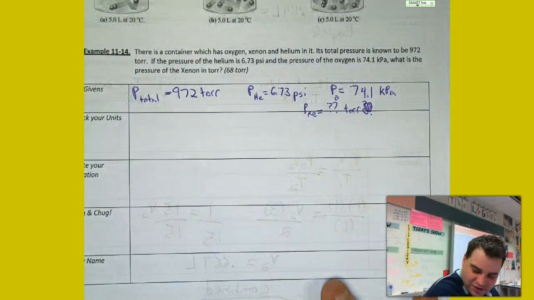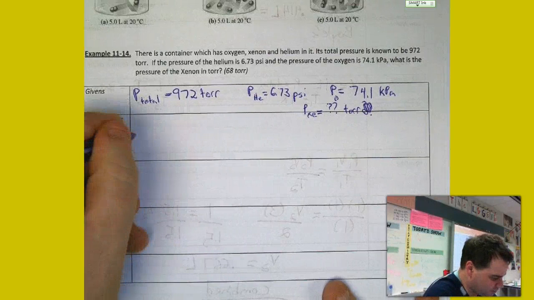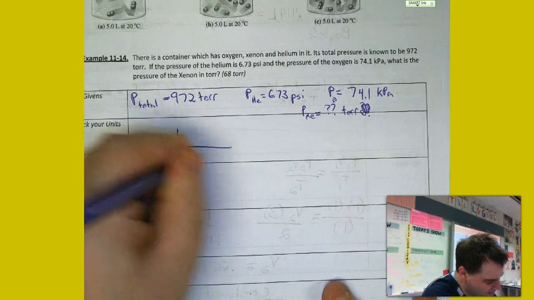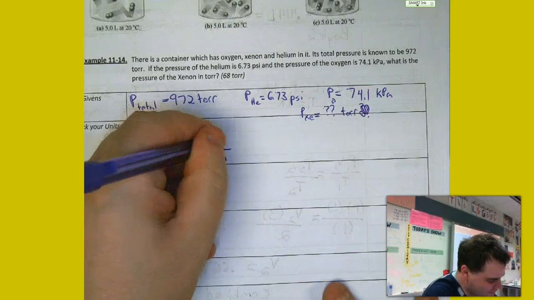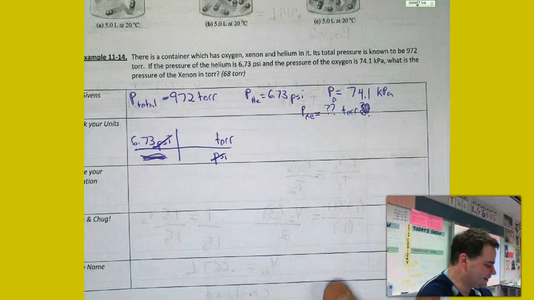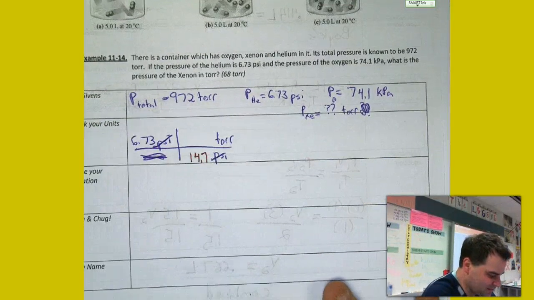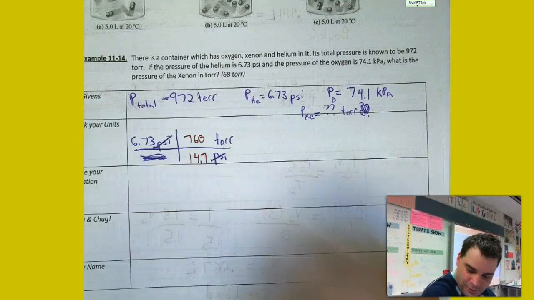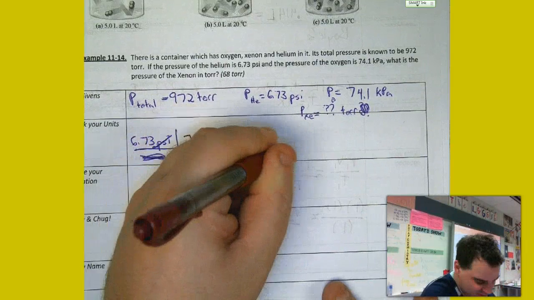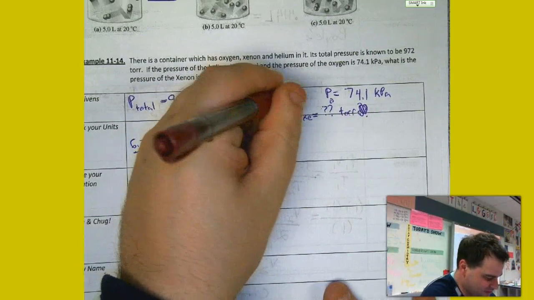Okay, so we don't have the same units here, so I have to convert my psi over to torr. So 6.73 psi, psi on the bottom, torr on the top. Swish, swish! Okay, the periodic table says 14.7 psi, and 760 torr. So we get a new pressure of 348 torr. That is our new pressure of helium that we are going to use.